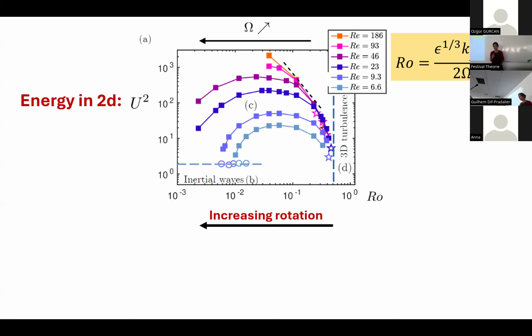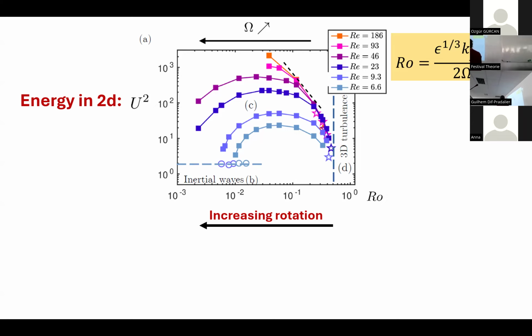We did not introduce friction here. We were just working with viscosity. It's also simpler for some reasons, which I also learned from your analysis. So the thing that you can look at first is the energy in 2D. This is U squared, the energy in the 2D modes, as a function of Rossby number.